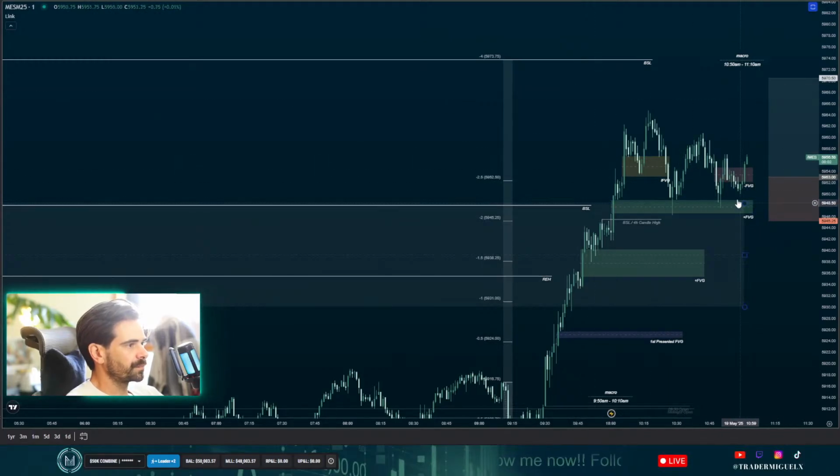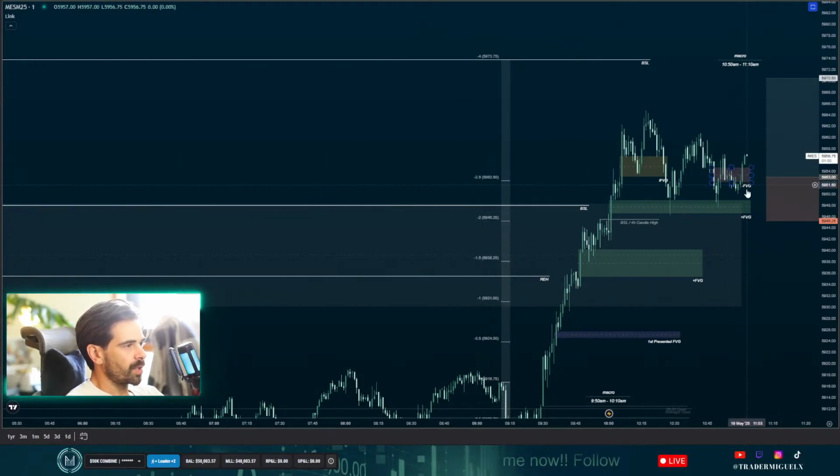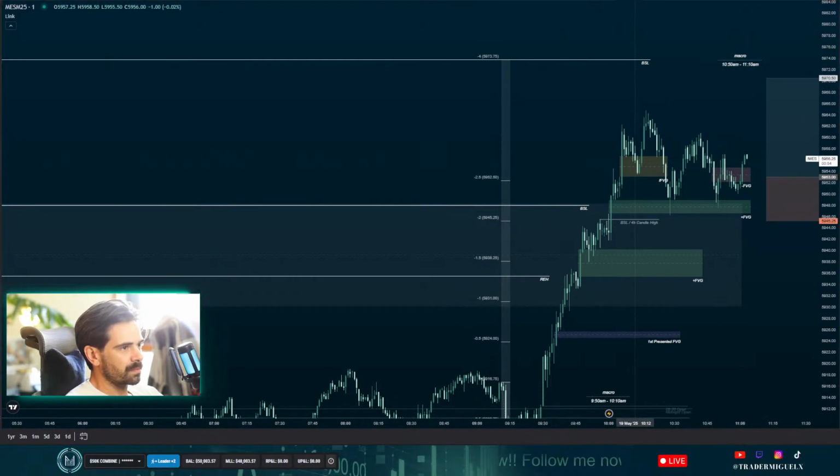Price really trying to engage with more longs here, but I honestly need to see some of these lows being cleaned before it runs to the upside. Otherwise, I will not engage with it.